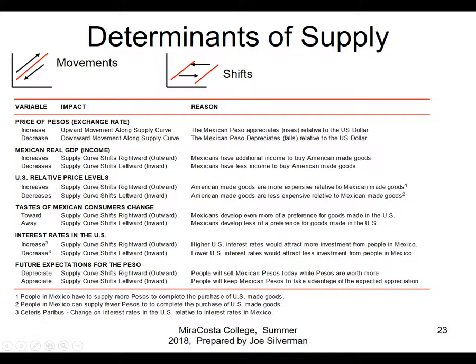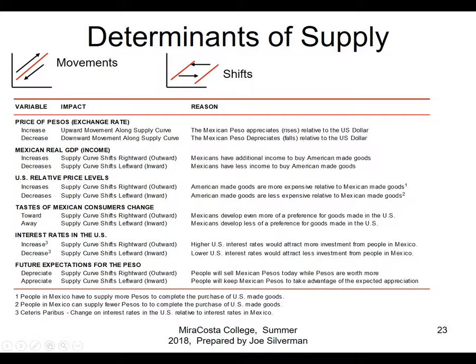If, on the other hand, people's income in Mexico went down, then they would probably buy fewer foreign goods, so they wouldn't need to supply as many pesos to exchange for dollars because they're buying fewer things made in the U.S. So we'd show that as a leftward shift in the supply of Mexican pesos.